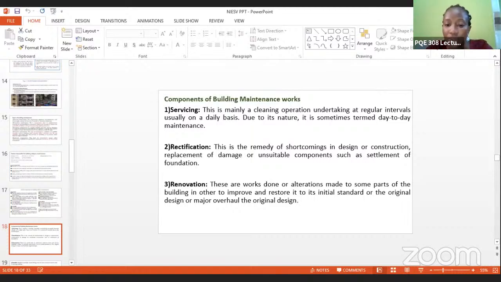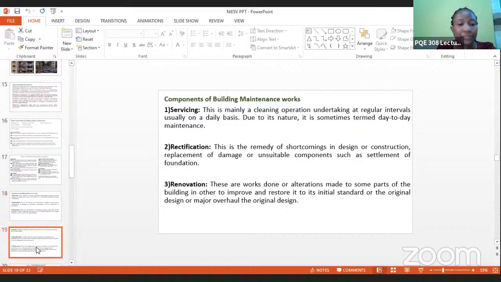Then renovation. These are work done or alterations made to some part of building. You know, the building is in use. So once in a while, you want to renovate the house, you know, it's a common word that we use. We want to renovate our house. So they are just work done or alterations made to some part of the building in order to improve or restore it. You know, that is renovation. They are words that we are all conversant with.